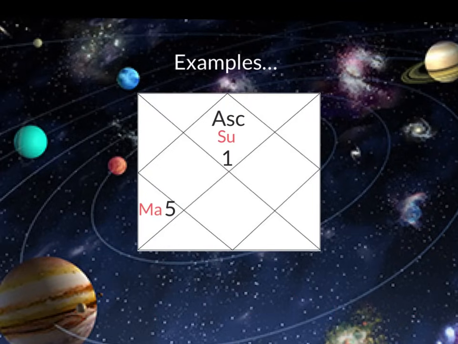I've just made up this horoscope. We've got Sun in Aries in the first house, Mars in Leo, fifth house. It's a Parivartana exchange. Why? Because the Sun is in Aries, which is Mars's house, and Mars is in Leo, which is the Sun's house. So they have exchanged houses.